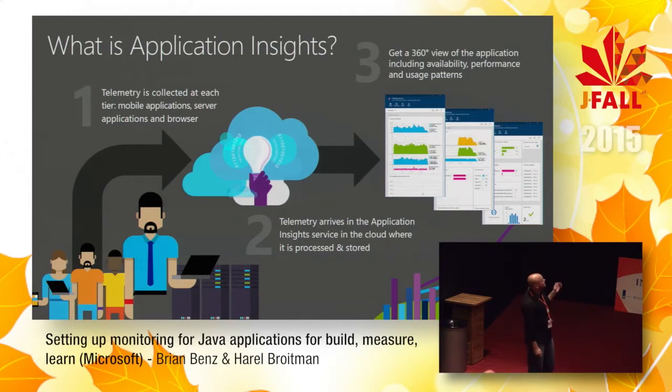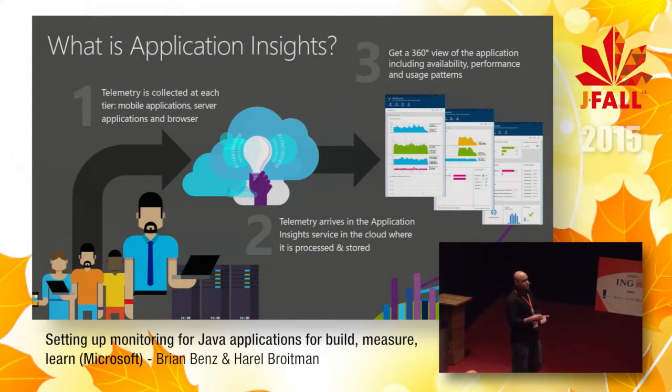So essentially, it's a set of SDKs that are allowing you to monitor your app. Doesn't matter if it's a mobile app, a server app, a browser app, or even a desktop app. So we have an SDK for all these platforms, and your app can be running anywhere, essentially, on premises, in Azure Cloud, Google Cloud, Amazon Cloud, doesn't really matter. So we can collect rich telemetry from all these kinds of application types wherever they are running.